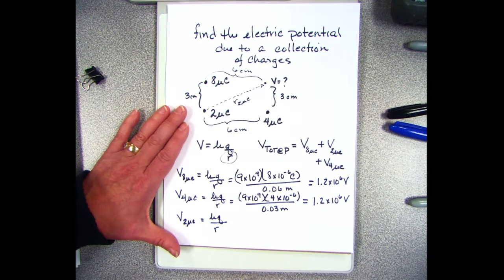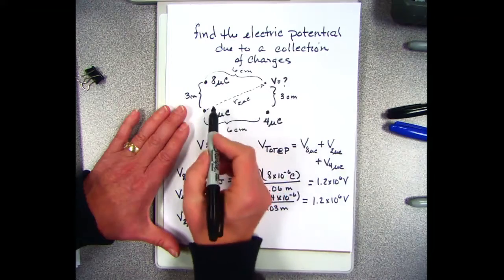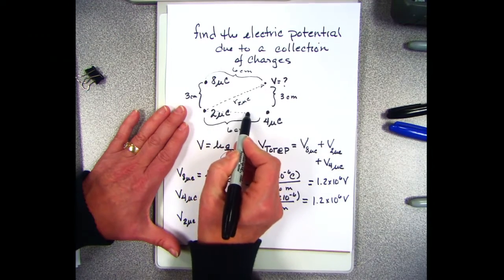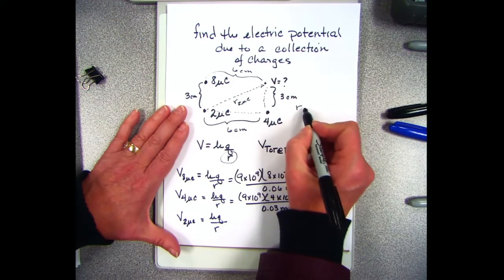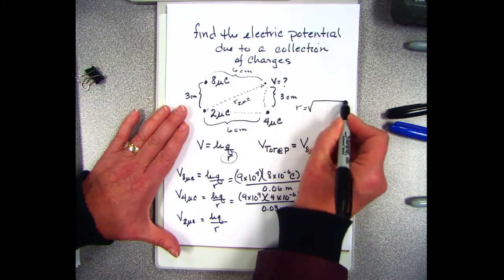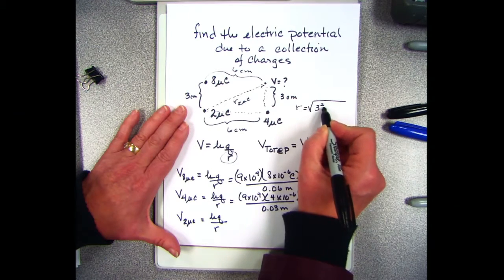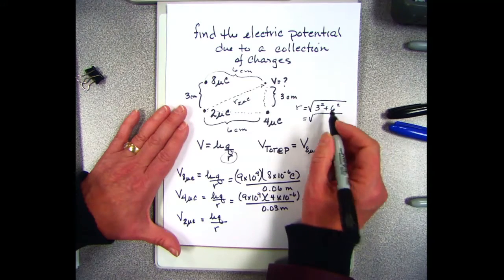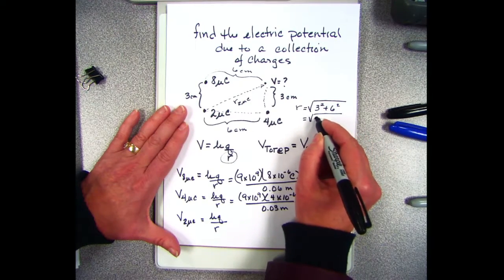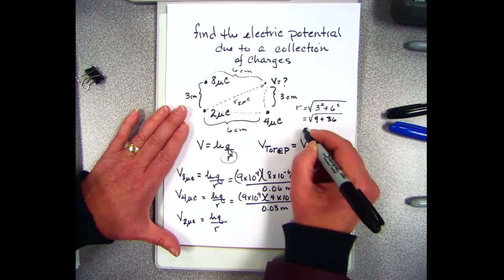And I've got my R, so I can solve for R. When I solve for R, I can use my Pythagorean theorem. So R is going to equal the square root of 3 squared plus 6 squared. So I end up with the square root of 9 plus 36, which gives me the square root of 45. When I do that, I get 6.7 centimeters.